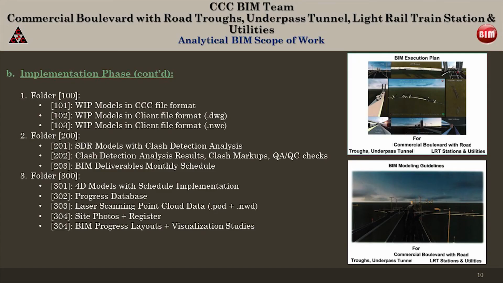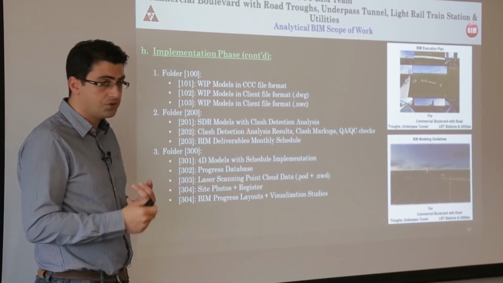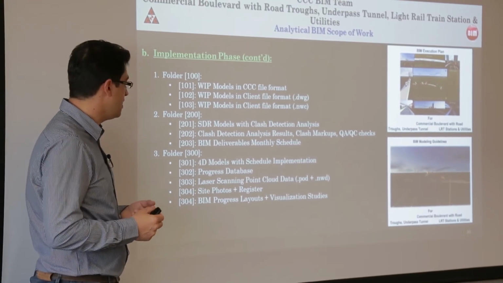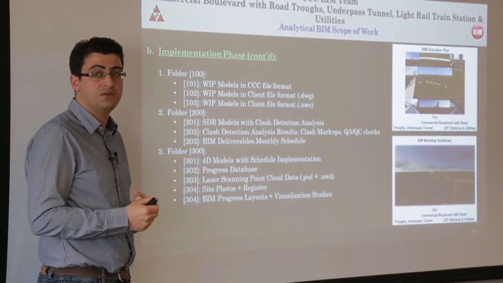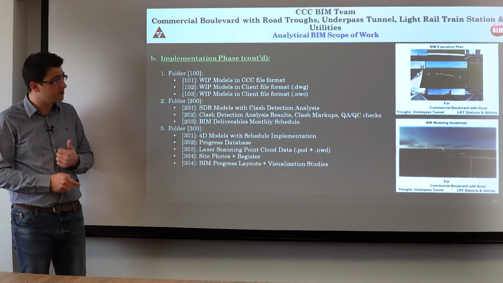Beyond this analysis, as we said, in the implementation phase, we had to deliver monthly deliverables to our client, monthly BIM deliverables. Here you can see them broken down as per folders and subfolders, but the overall image that we need to keep in mind is that we had to deliver our work in progress models in the IFC format and in all the formats that we had to utilize based on the contractual requirements, our shop drawing models and clash detection analysis of them, and the data that comes with the model, which is the 4D and 5D database. This was the backbone of the monthly deliverables.